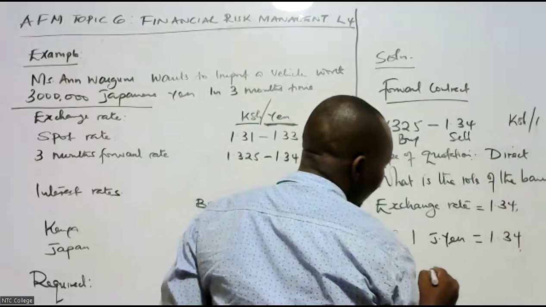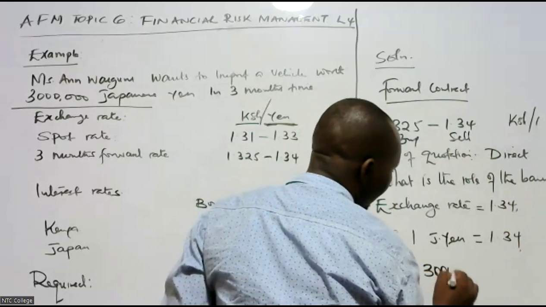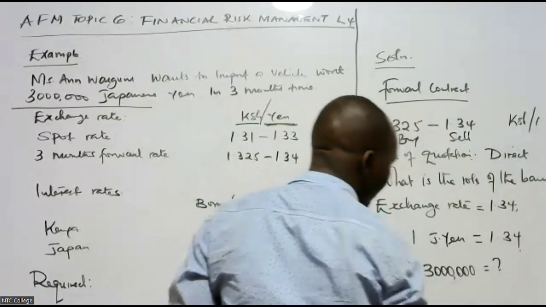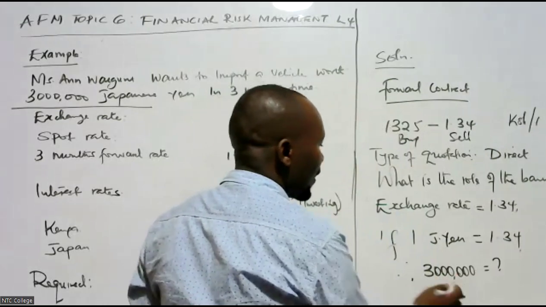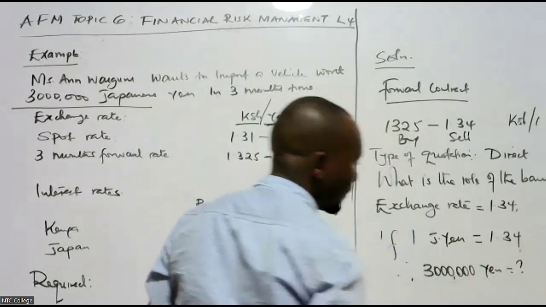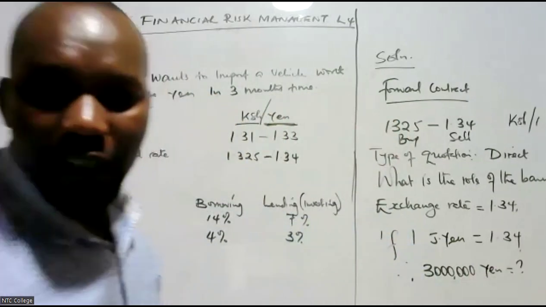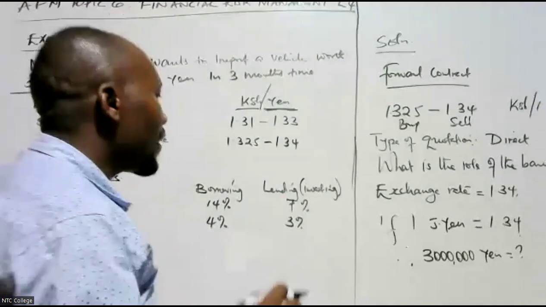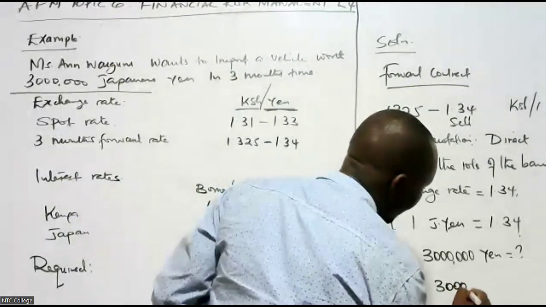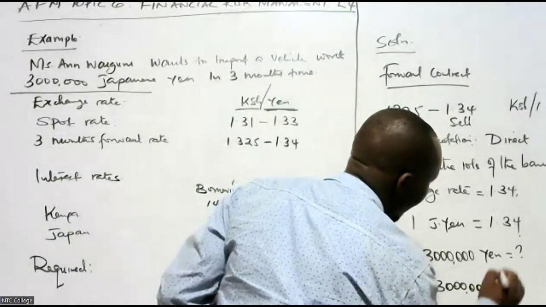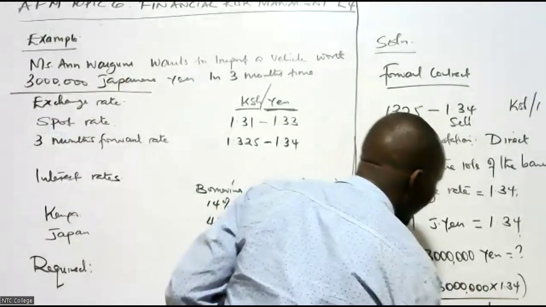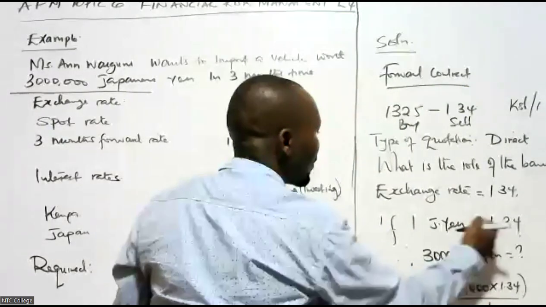Therefore, 3 million Japanese yen is equal to how much Kenya shillings? 3 million yen is equal to what? So the most important thing is to know the rate. So we have 3 million times 1.34 all over 1. That is cross multiplication. This times this all over this.